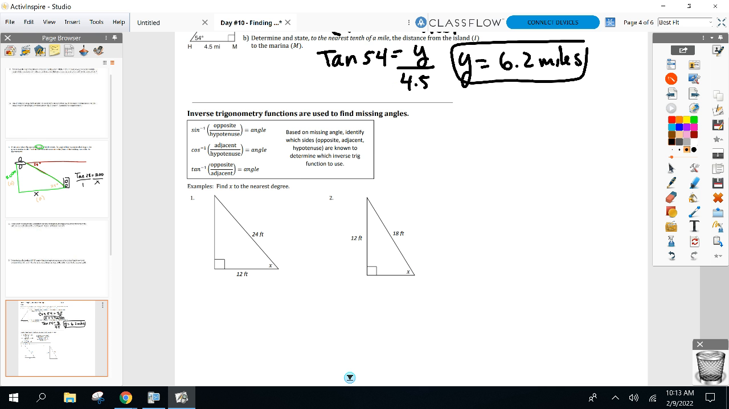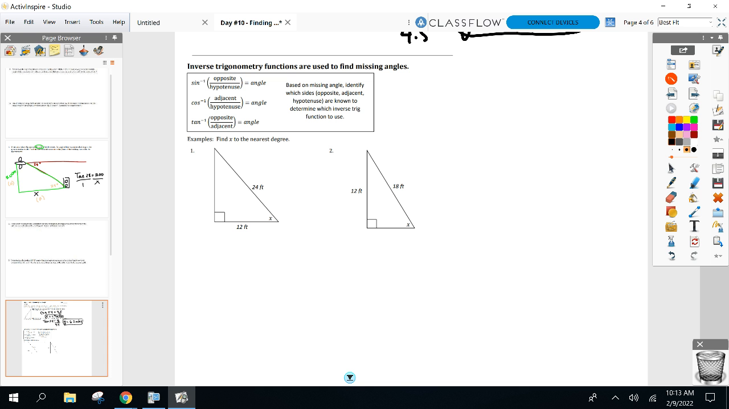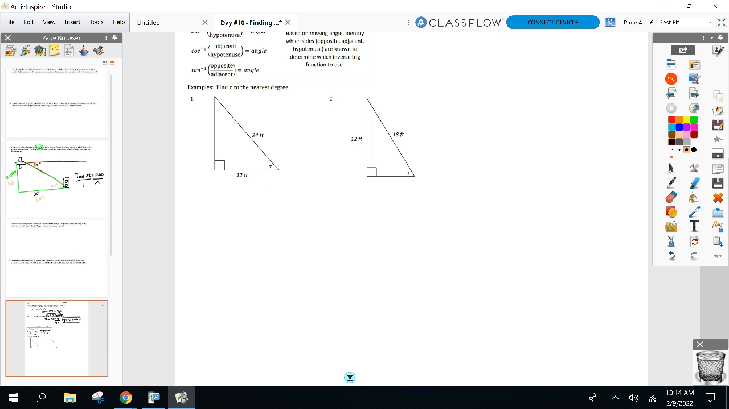No one said anything to me yet, and I'm kind of surprised, all I've had you do with sine, cosine, tangent is find a side. Well, can I use sine, cosine, tangent to find an angle instead? And the answer is yes, and that's what we're doing today. How do I use sine, cosine, tangent to find an angle instead of a side? So go to number 1 here real quick. We got 12 and 24, and we're trying to find angle x.